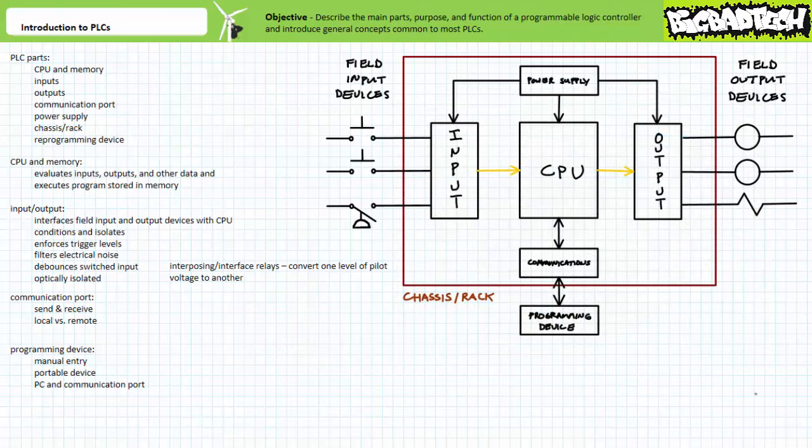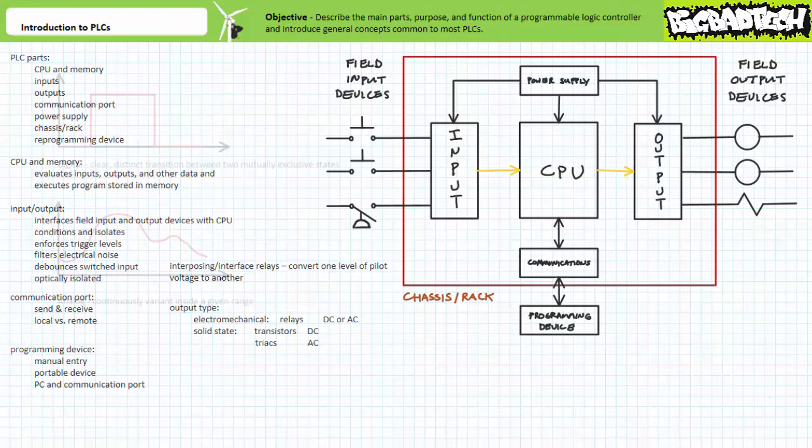Input and output signals are conditioned by the input and output modules by enforcing minimum trigger levels, filtering electrical noise, and debouncing switched input. Sometimes this is done by using optical isolators, devices that link the PLC CPU to the input and output modules using light only. Output mechanisms can take the form of electromechanical relays with moving parts, or solid-state devices with no moving parts like transistors or triacs, depending upon the characteristics of the field output devices.